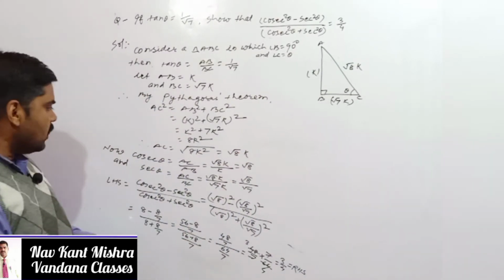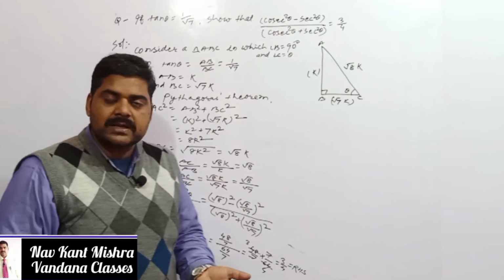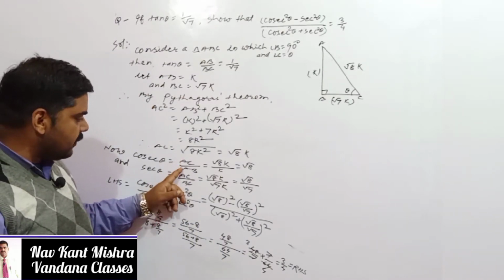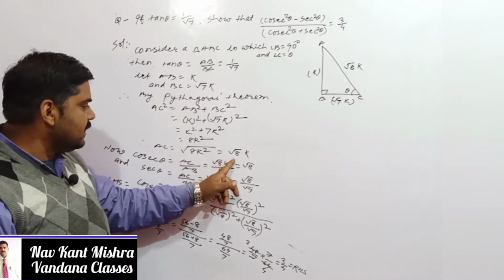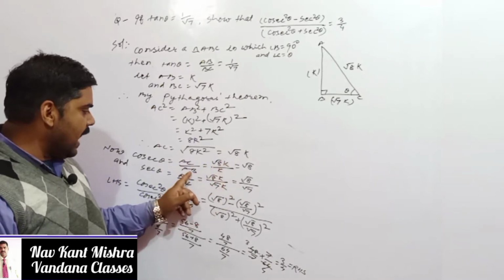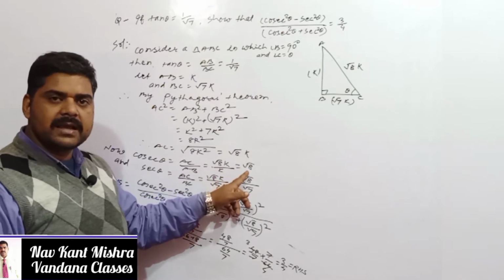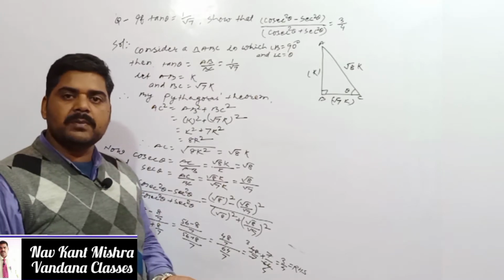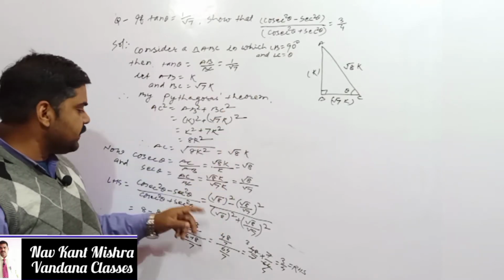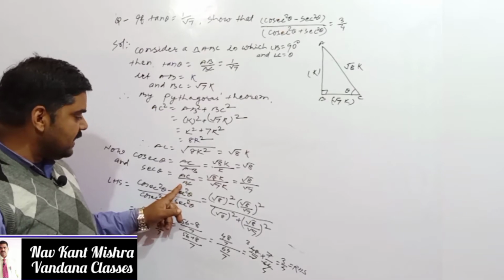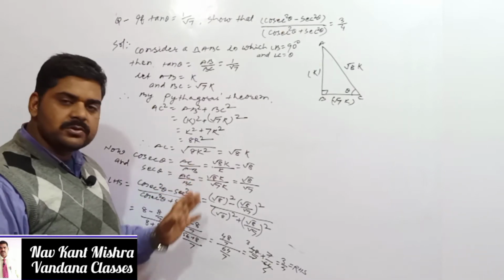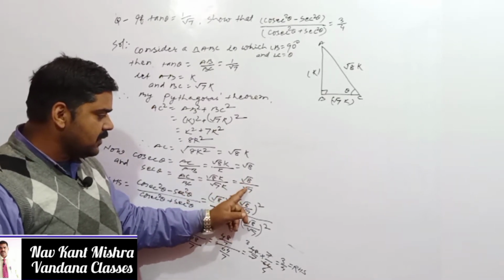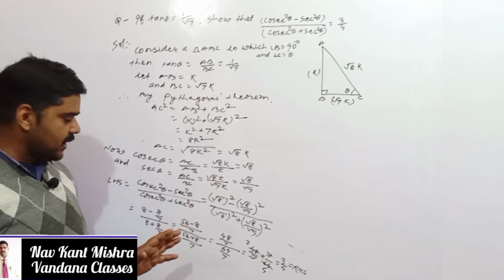And now cosec theta is equal to, you know that cosec theta is equal to hypotenuse upon perpendicular. This is why it can be written as AC upon AB, and the value of AC we just found out is root 8K and AB is K, so it can be written as root 8. And sec theta is equal to, you know that, hypotenuse upon base. Hypotenuse in this figure is AC and base is BC, so AC upon BC is equal to root 8K upon root 7K, and in simplest form it can be written as root 8 upon square root 7.